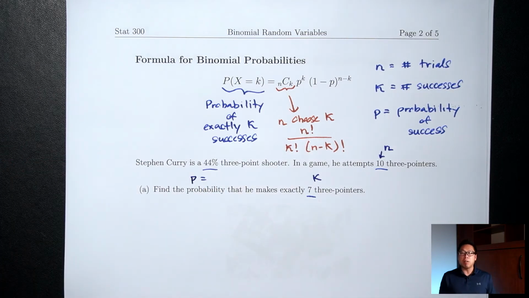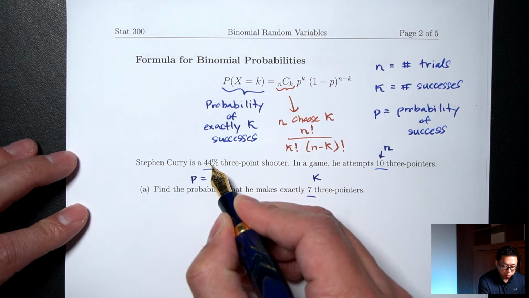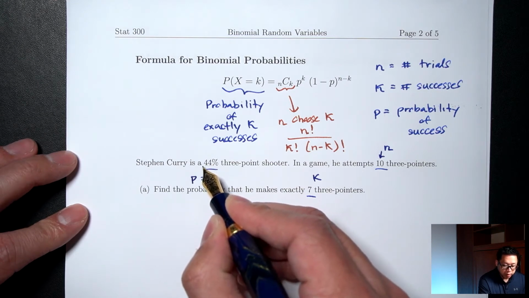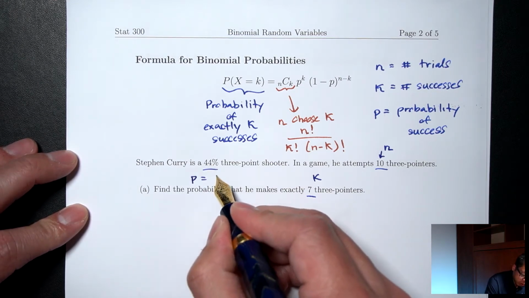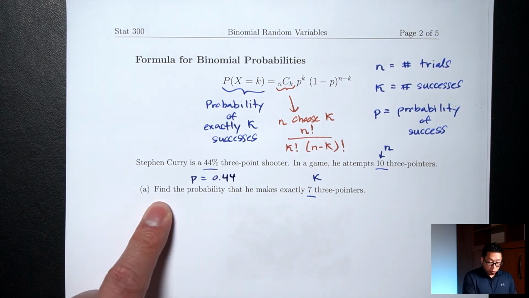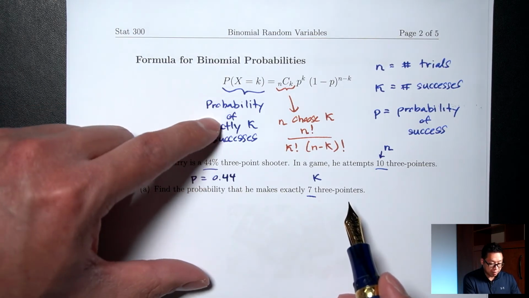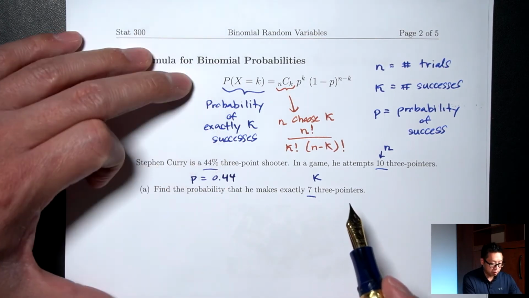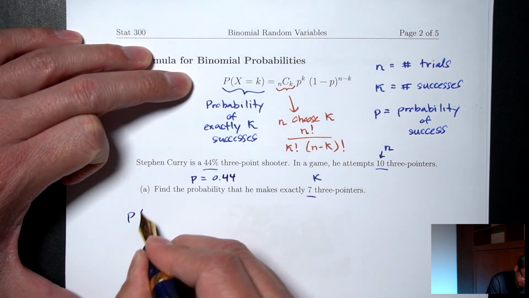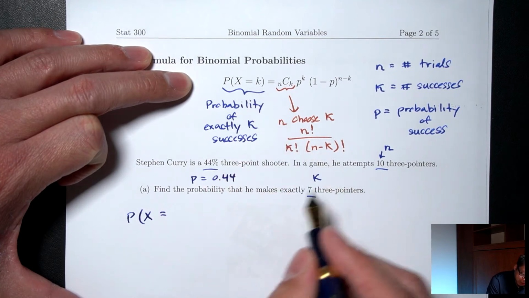And anytime we're doing calculations involving percents, we should convert them to decimals first before we plug them into formulas. So 44% as a decimal, the way you convert is move the decimal point 2 to the left. That would be 0.44. We're looking for the probability that he makes exactly 7 three-pointers. So we're looking for the probability of exactly 7 successes. So in symbols, we're looking for the probability that the number of successes is exactly equal to K, here 7.